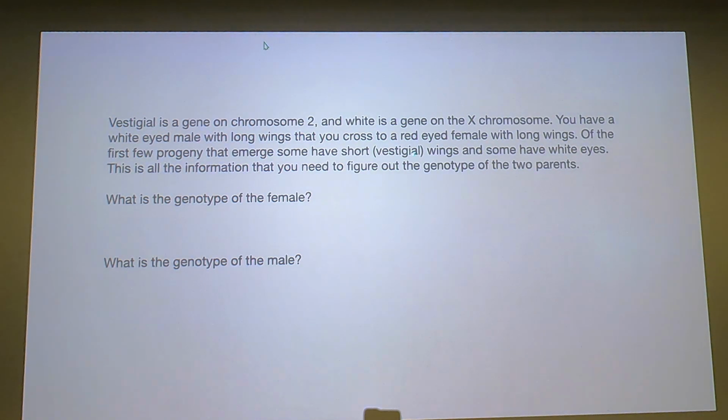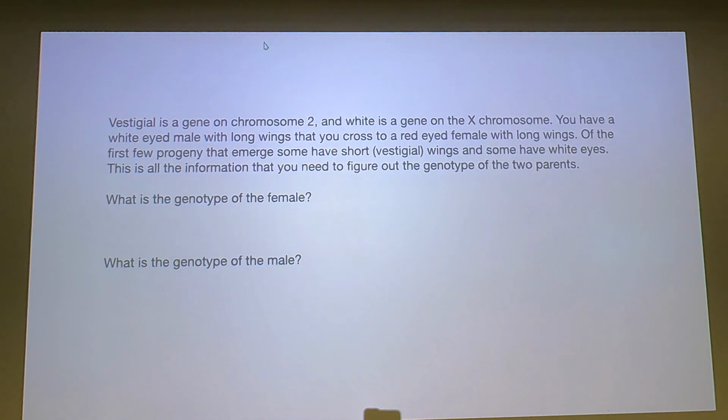And then I set up the problem. You have a white-eyed male with long wings that you crossed to a red-eyed female, also with long wings. Okay? And then you start hatching out lovely little babies, and you discover the first few progeny. Some have short vestigial wings and some have white eyes. Haven't done anything quantitative yet. You just see there's a few vestigial winged F1s emerging, a few white-eyed F1s emerging. So now you should be able to figure out the genotype of the parents.